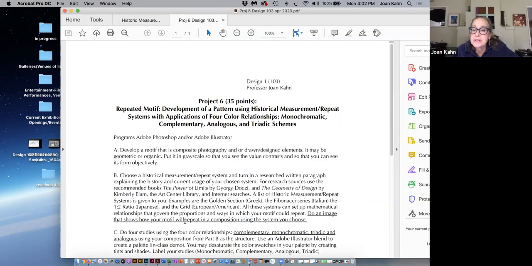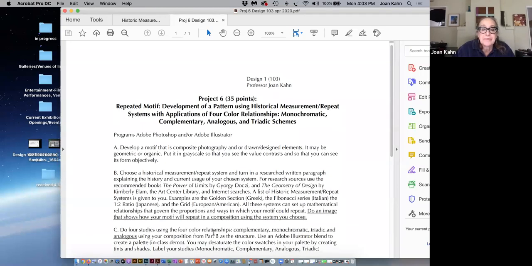Examples are the Golden Section, which was Greek, the Fibonacci series, which was Italian, the 1:2 ratio, Japanese, the grid, European American. All these systems can set up mathematical relationships that govern the proportions and ways in which your motif could repeat. Do an image that shows how your motif will repeat in a composition using the system you choose. So you'll design some motifs and run them past me. Things that you might be interested in working with: it can be more or less image oriented, it can be more or less abstract.